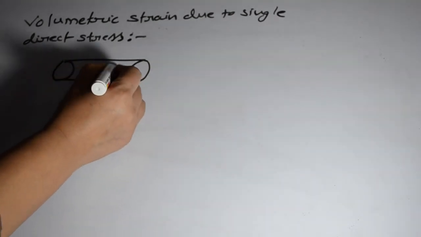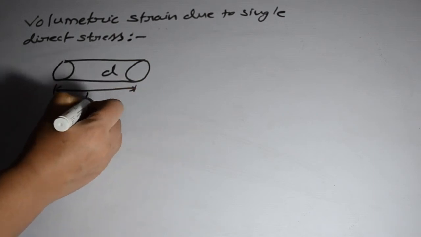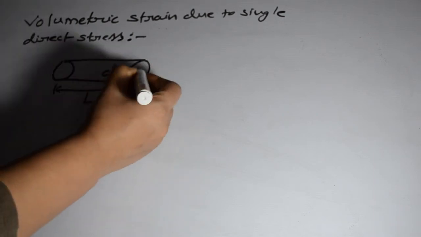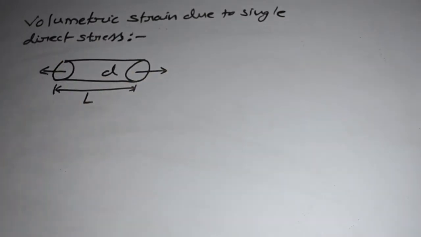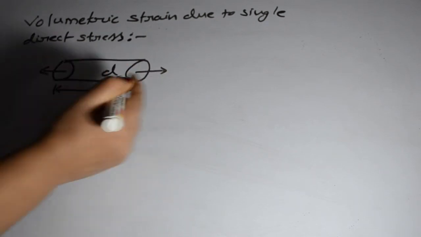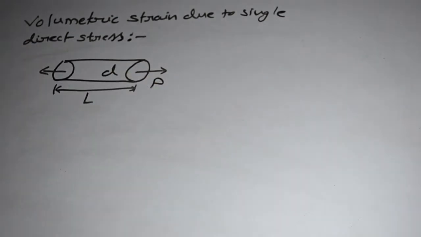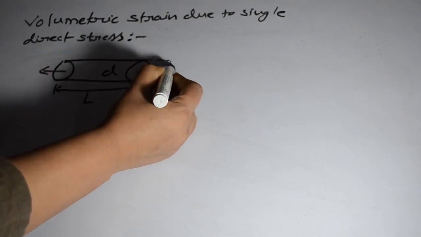The diameter of the bar is D, and the length of the bar we are considering is L. Similarly, we are applying a force P in the longitudinal direction, and the nature of the force is tensile. Here the force is P, applied at the end of the rod. If we apply this load in the longitudinal direction, the length of the bar will change.